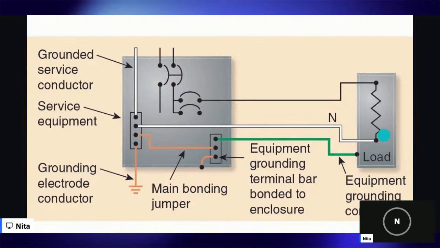So we have an issue here at this load. Current is going to be flowing on the EGC, which is connected to the grounding bus bar in our panel. Because of our main bonding jumper, the current can travel here, and our GEC, or grounding electrode conductor, is going to carry that current to the ground, or to our ground rod that is outside. That is our path if there is a fault.